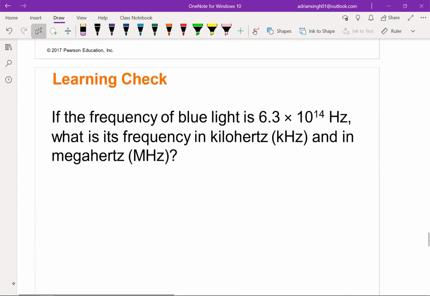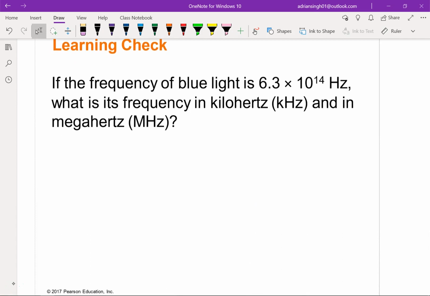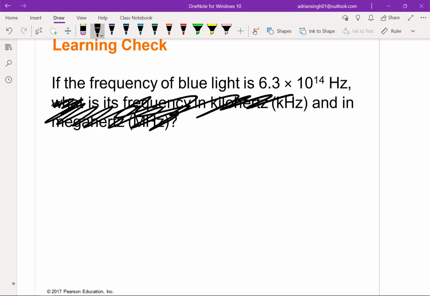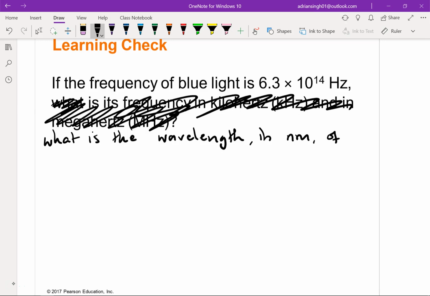Okay, so the last thing I want to talk about in this section is how we do some of the math using the wave equation. All right, so I'm going to change this question up here a little bit. Let's just scratch that off. So let's say the frequency of a particular light, let's say it's blue light, is 6.3 times 10 to the 14 hertz. And then we're asked, what is the wavelength in nanometers, nm, of this light?